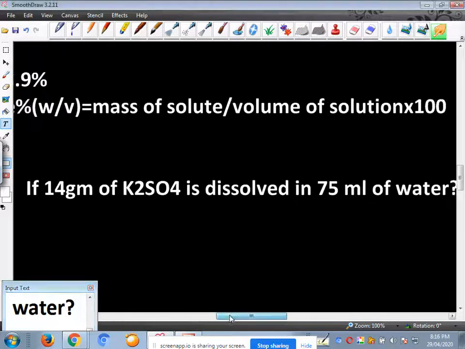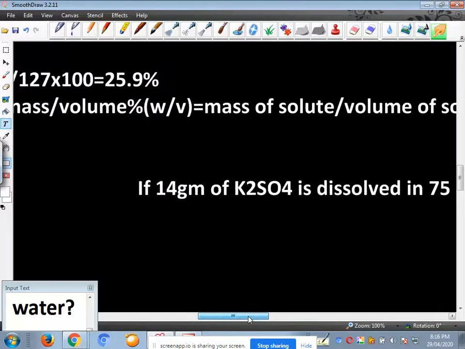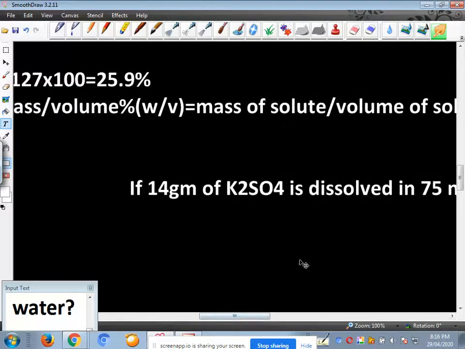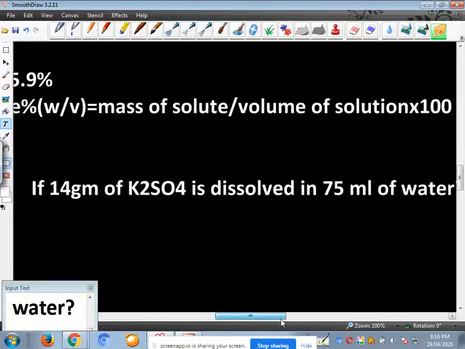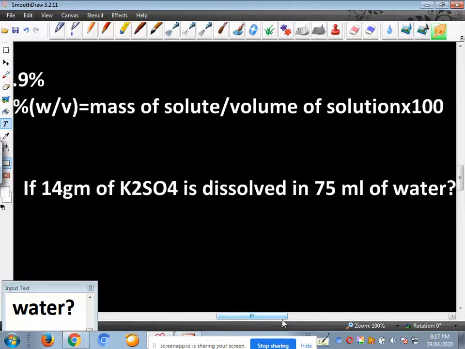So you can take this example. If 14 gram of K2SO4, that is potassium sulfate, is dissolved in 75 ml of water, what will be its mass by volume percentage? So you should remember the formula you can see here. Mass by volume percentage is given by mass of solute divided by volume of solution into 100. So here you can substitute the values and you can solve the question as homework.